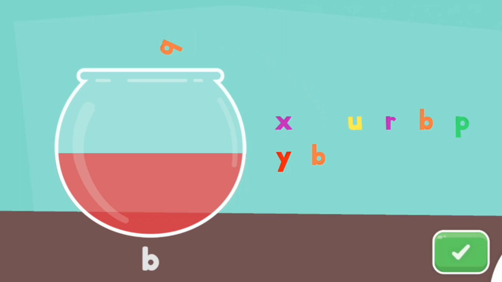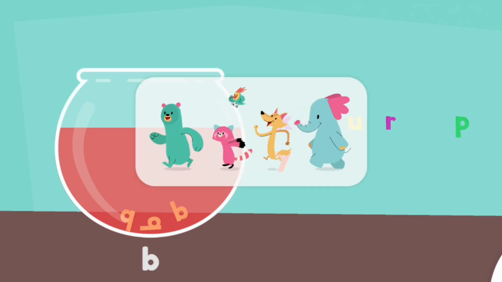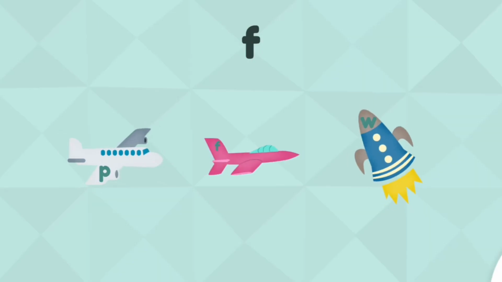B. Great! You put the letter B. Which one has the letter F? Tap it. F. Good job!